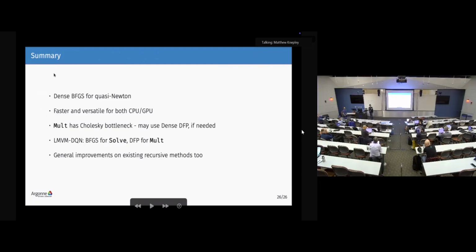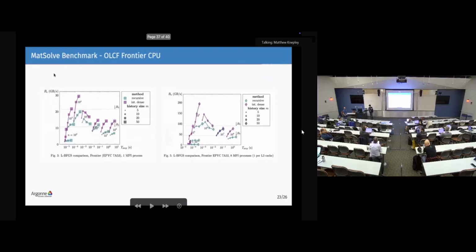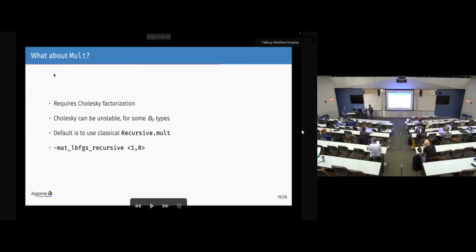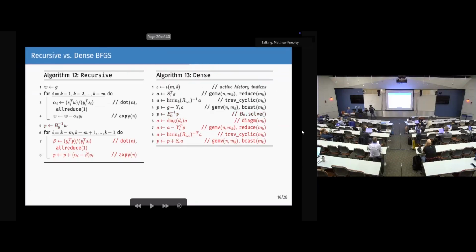In the cases where the Cholesky gets zero or negative eigenvalues, when you use the recursive approach, everything works fine. Is that correct? Yes, the recursive one is not affected. Recursive BFGS mult has a setup to make it look like that, but it has to first compute the basis that makes it look like that.